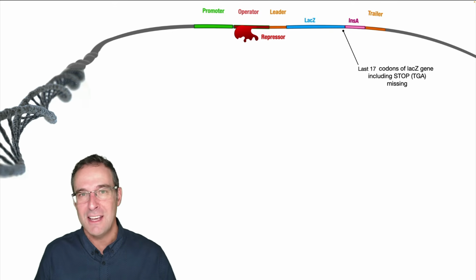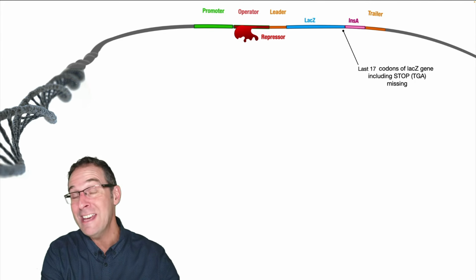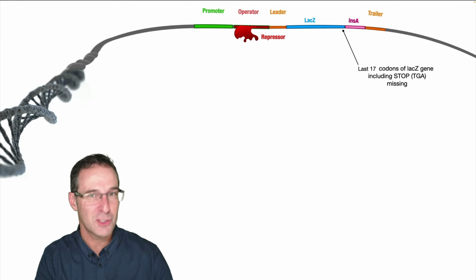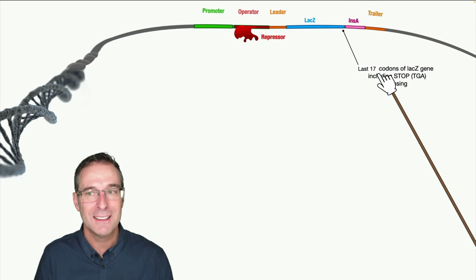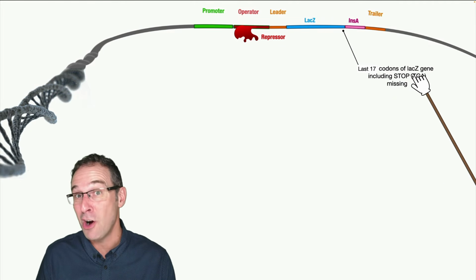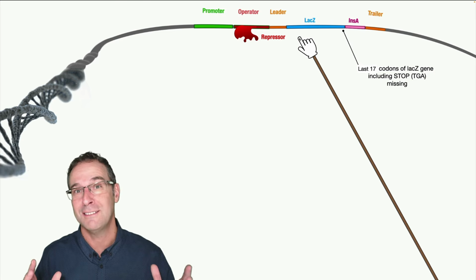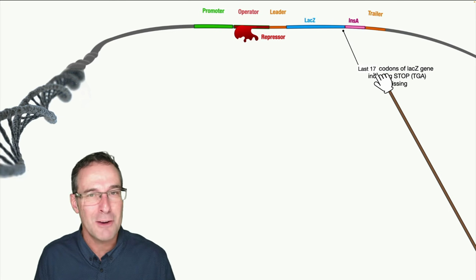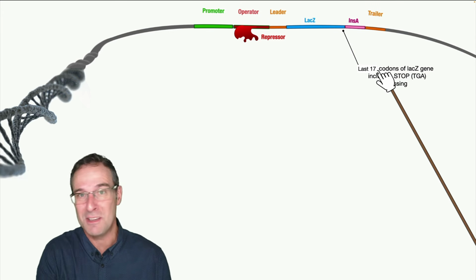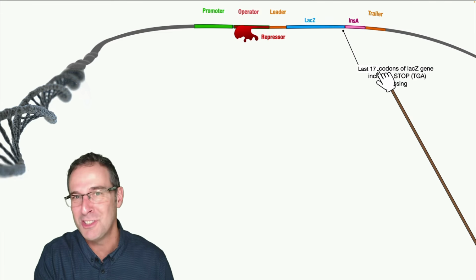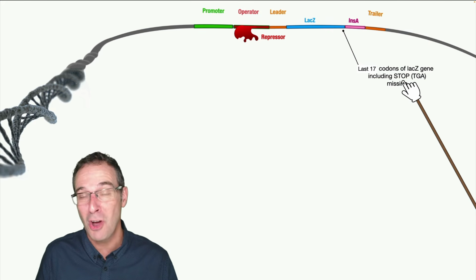A fusion protein is a protein made of several proteins that are still fused together. Ordinarily, at the end of any protein, there's a stop codon. But in the production of this LAC-Z gene that we put in the plasmid, the last 17 codons are cut off. Remember, beta-galactosidase is a huge protein, massive. There's only 17 amino acids missing at the end of it. That's not enough to stop it from being a functioning beta-galactosidase. But it does mean that the stop codon is missing.